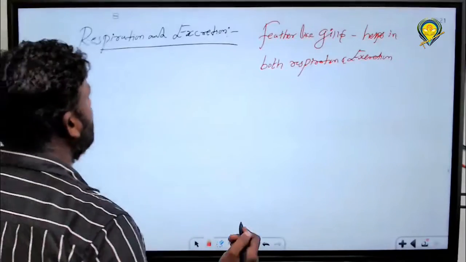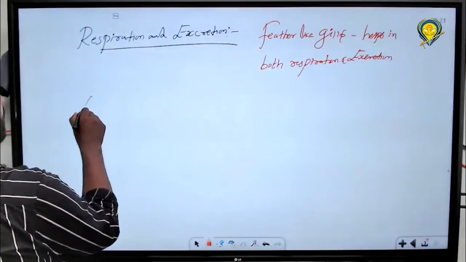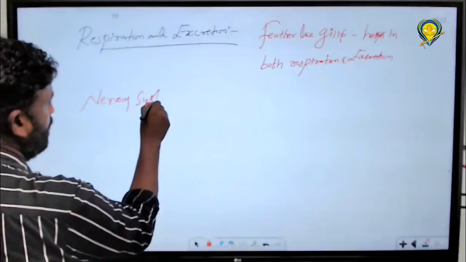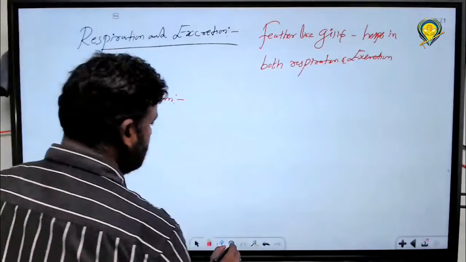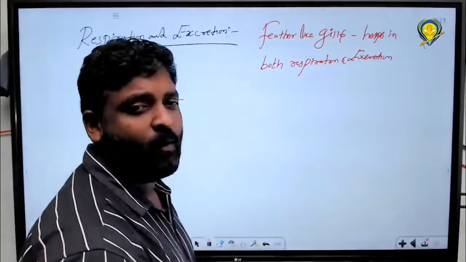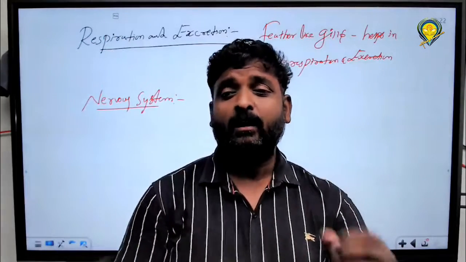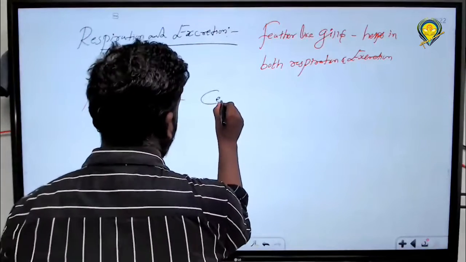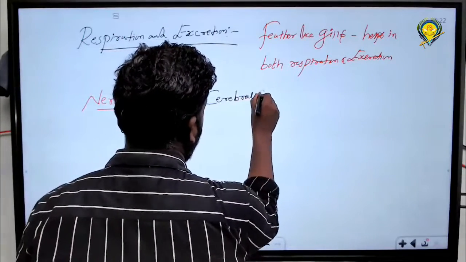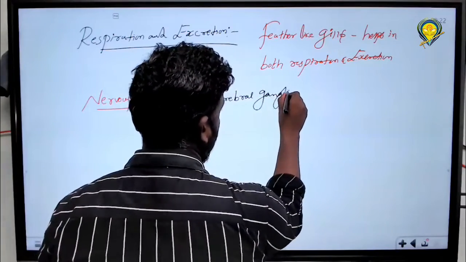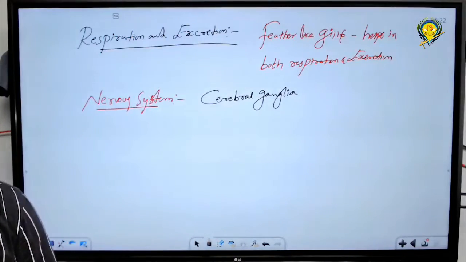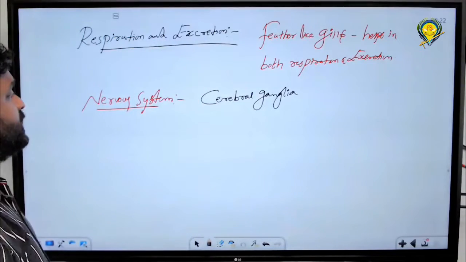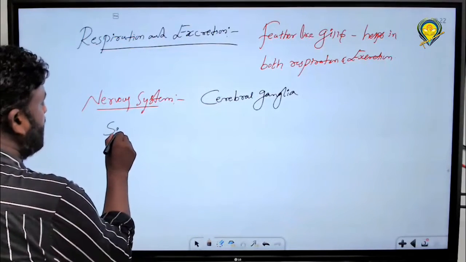So after digestion, respiration, and excretion, next we have to talk about the nervous system. What can it expect? Definitely cerebral ganglia. What is it? Cerebral ganglia is the nervous system of Mollusca. Please write it. Nothing but the brain, right? Very good.